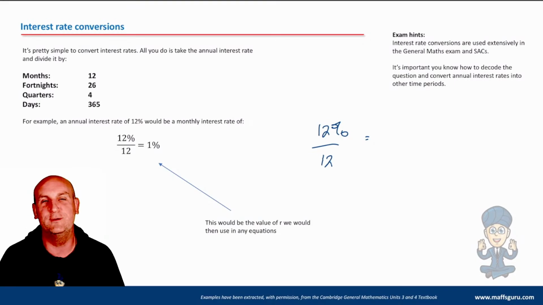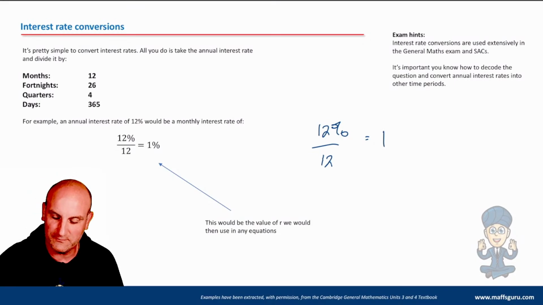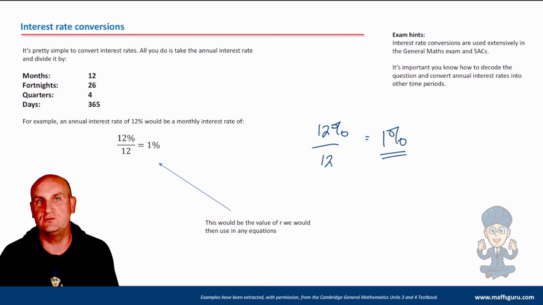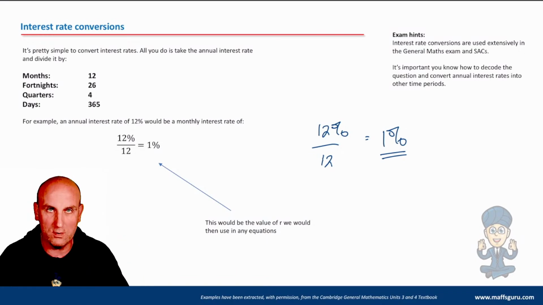But we're going to divide that by 12. That is going to give me a 1%. Now, what that means is, I now have an interest rate of 1% per month. I'm looking at all of my calculations now being monthly.